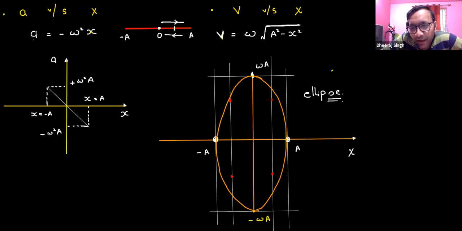So you'll get an ellipse, okay? All of you just go through it and let me know, is it clear to everyone? Just read through it once again.